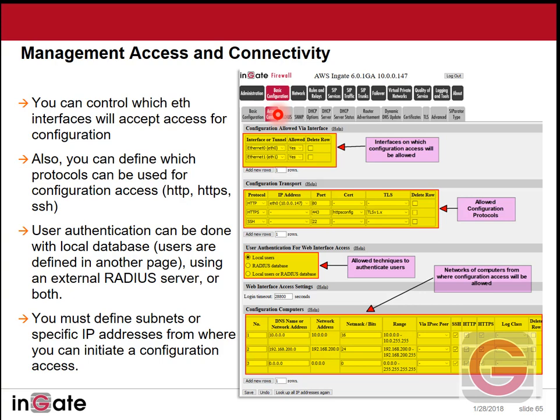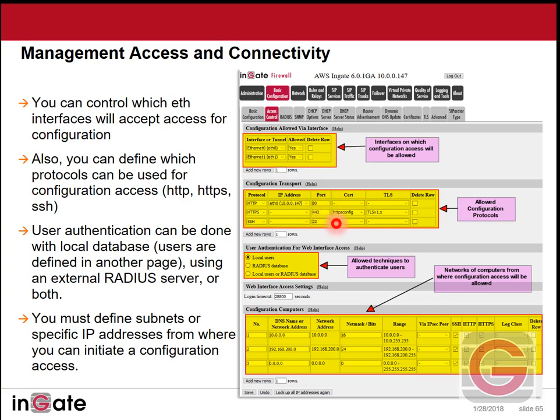This access control will allow you to define which physical interfaces are the ones that will allow access for configuration. Then you can define which type of protocols are going to be used for configuration. There are three different options: HTTP, HTTPS, and SSH. In this example, we have HTTP allowed on Ethernet 0, and HTTPS is allowed on any interface. When you don't select anything, you are referring to any interface.